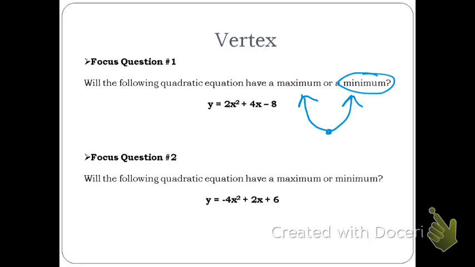In focus question 2, our a value is negative, so that means your graph is pointing downwards, and the vertex would be at its highest point, or the maximum.